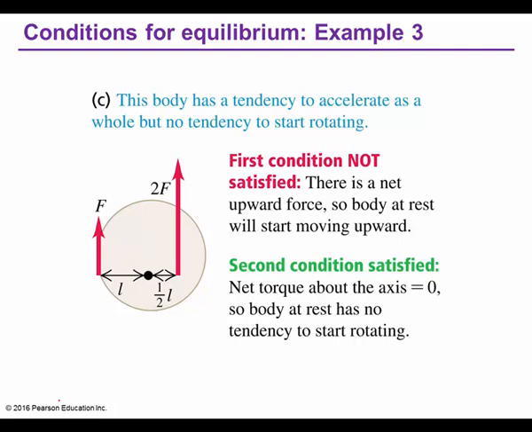Well, look, first of all, the first condition is not satisfied. There is a net upward force. You say, well, what do you mean? Well, look, you've got 2F here, and then you got F over here. All right? Notice they're both going in the same direction. Notice both of the forces are up. So you don't have equal forces, do you? There's no force counteracting here. So you would have a net force, wouldn't you? So that would cause it to start moving upward, or to start turning, wouldn't it?